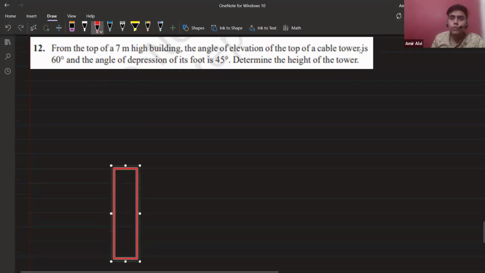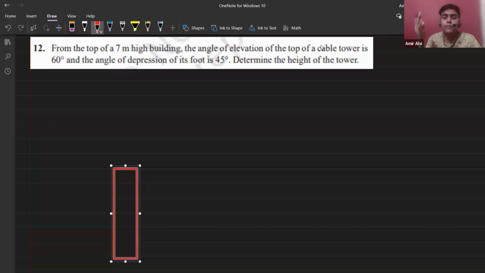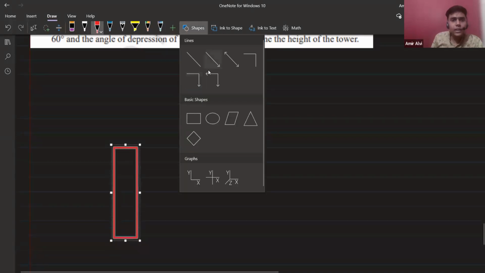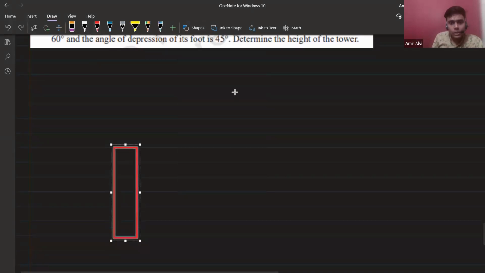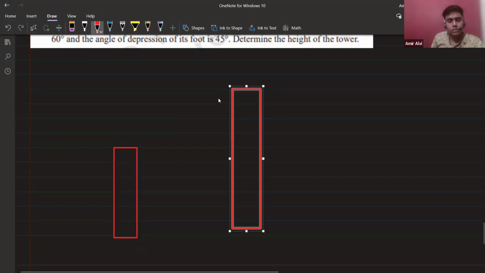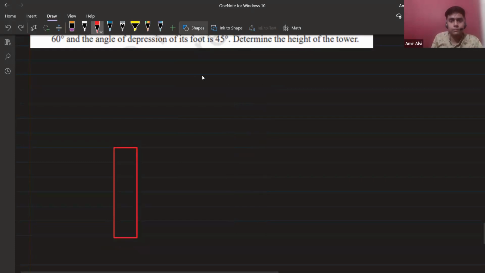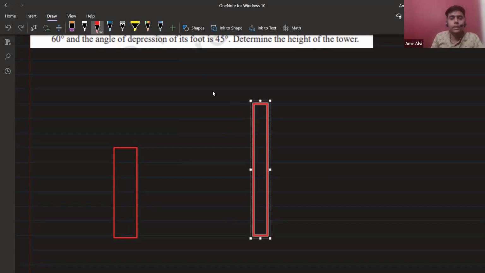The angle of elevation of the top of a tower, a cable tower. A cable tower is nothing but, have you seen them on mountains, the big towers by which we get the electricity? Yes or no? So we are standing at the top of a building, and one tower is there like this. It's the top of the tower, basically a cable tower.